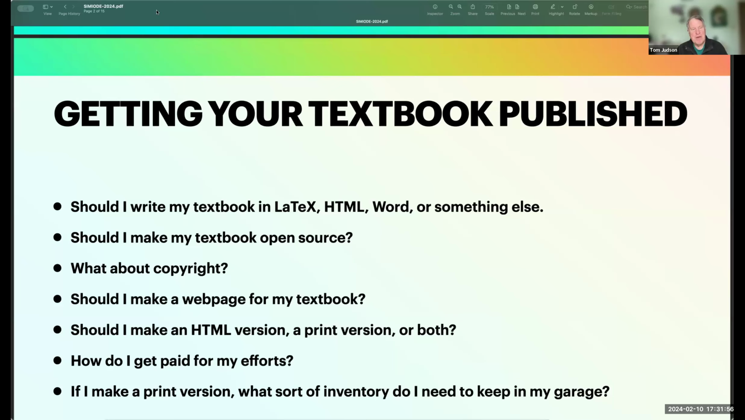And what about this thing called copyright? Should I make a web page for my textbook? Should I make an HTML version, a print version, or both? And suppose I'm going to get paid for my efforts. How do I do that? Okay. And if I do make a print version, what sort of inventory do I need to keep in my garage?